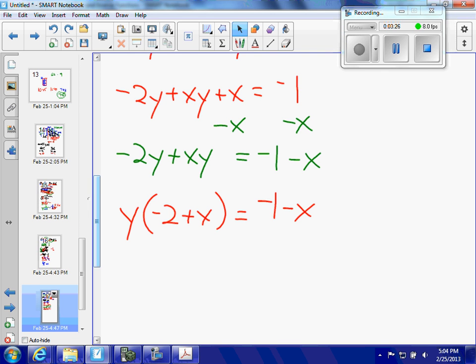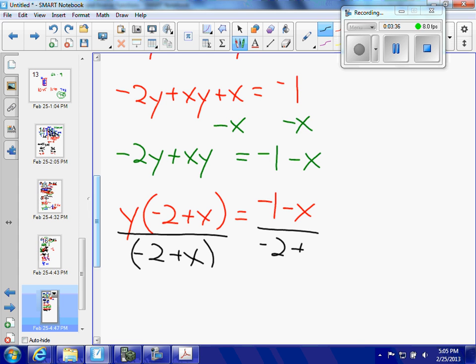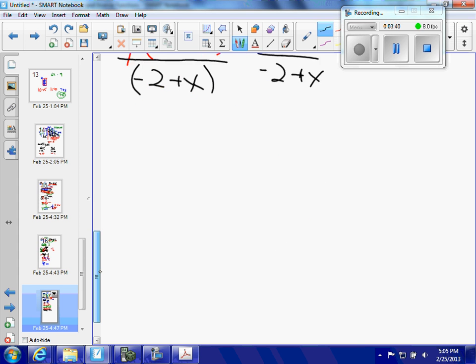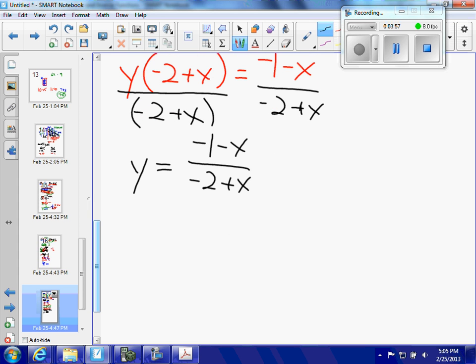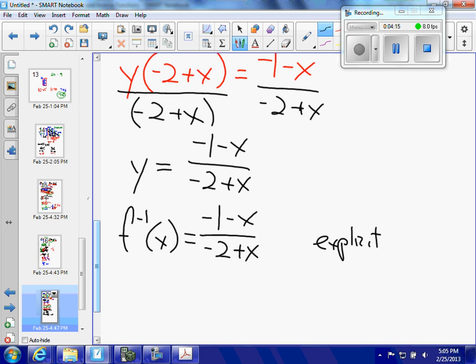And you can kind of see where I'm taking this right now. I'm going to divide both sides by -2 plus x. And what I'm left with is y equals -1 minus x over -2 plus x. And to write it as an inverse, this is an important step. I'm going to write f minus 1 of x is equal to -1 minus x over -2 plus x. This is the explicit form of the inverse.